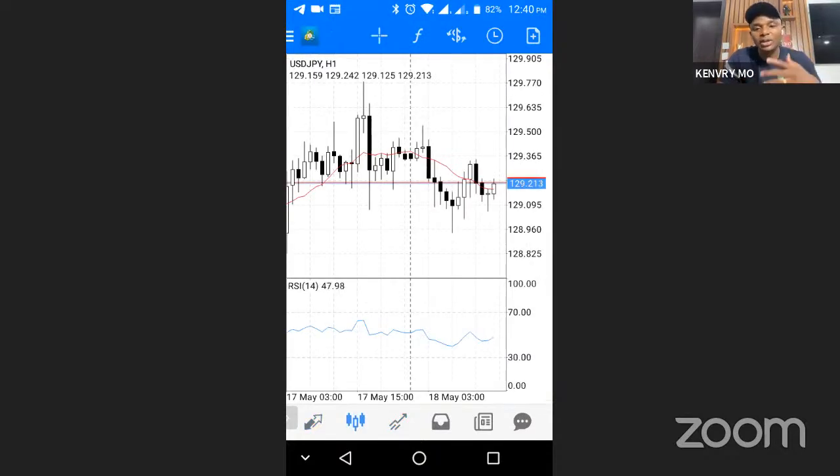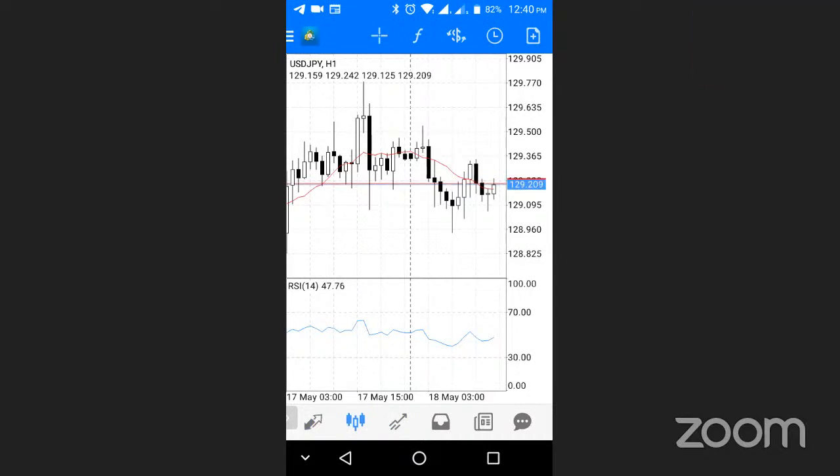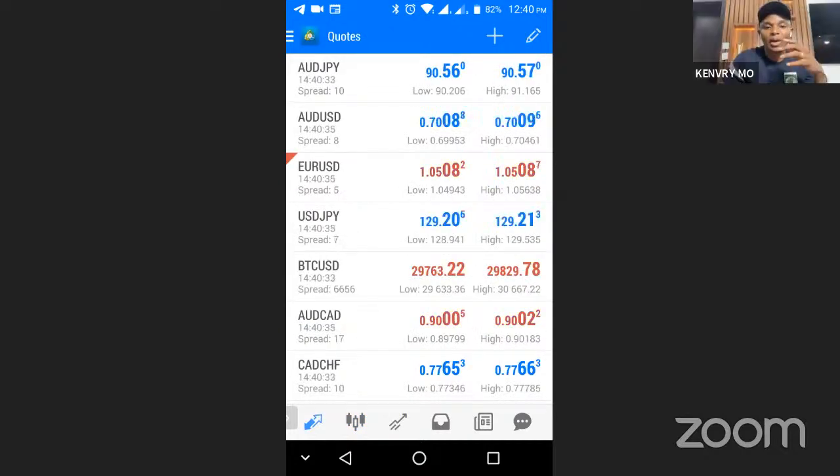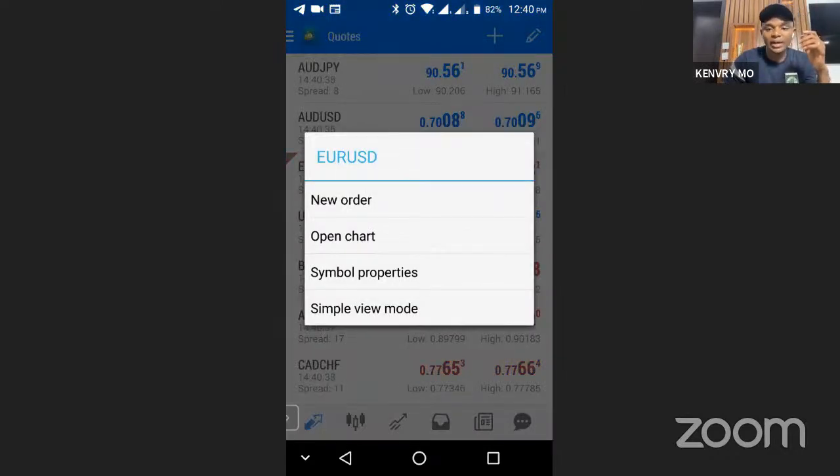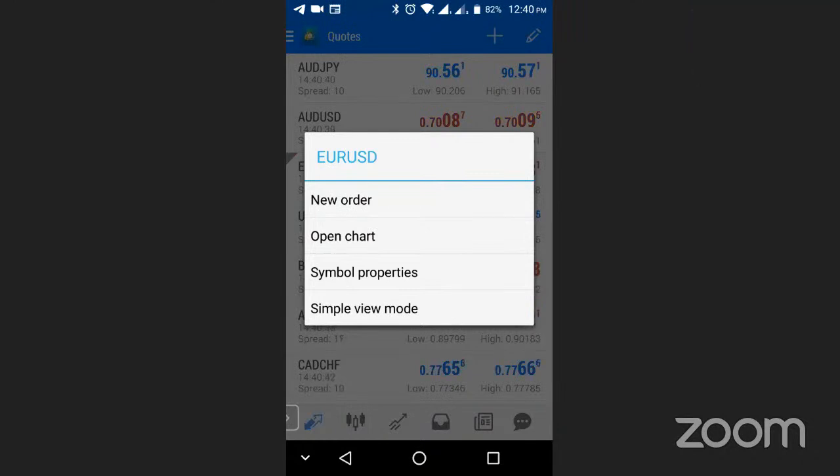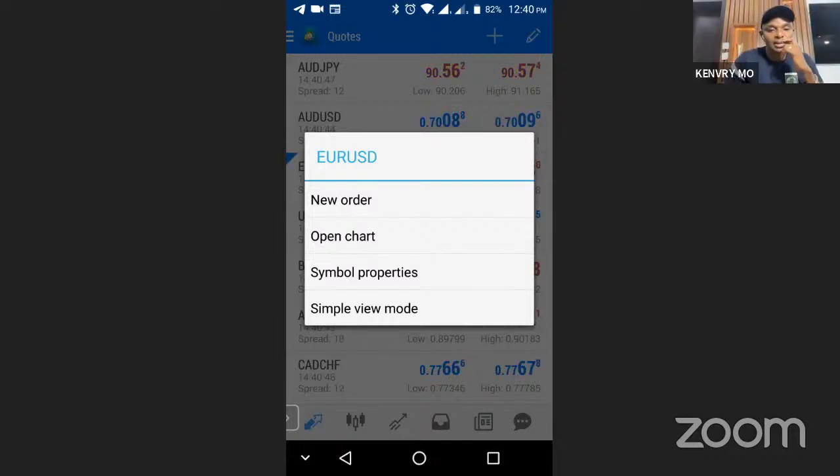So if you want to take a trade, let's say Euro USD, you didn't set up yours, means you're okay with it like this? No, right, I didn't set it up. I'm okay with it. Good. Okay, good. So go back to the pairs. Hold Euro USD. For Android, you press and hold, and it will pop up. Yeah. So click on new order.